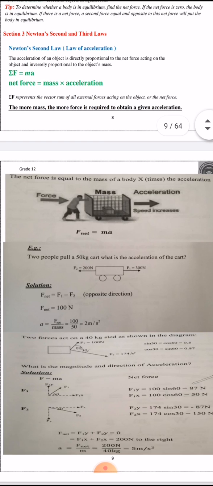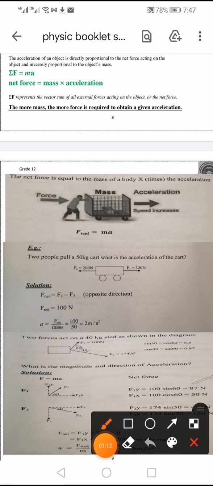For example, the net force is equal to the mass of the body times acceleration. Two people pull a 15 kilogram cart, so this is the mass. What is the acceleration of the cart?